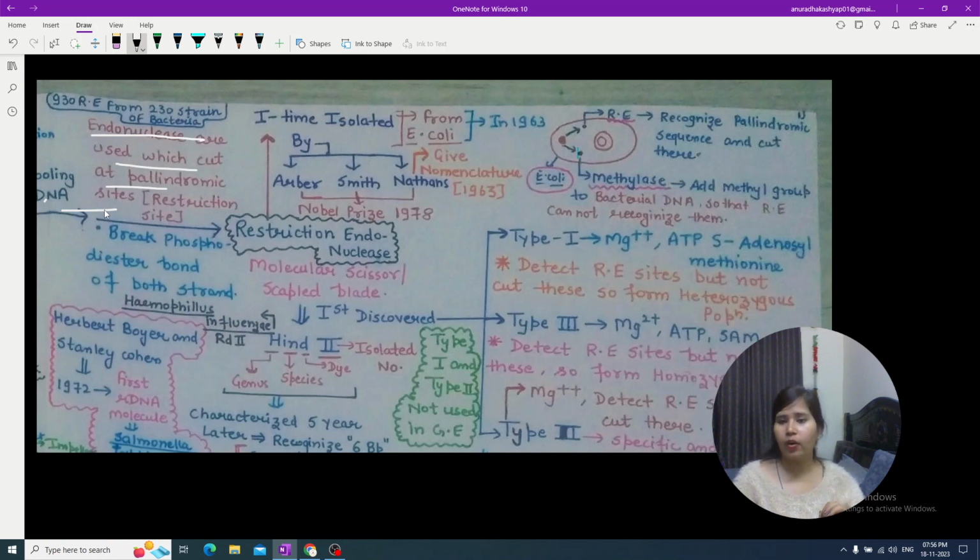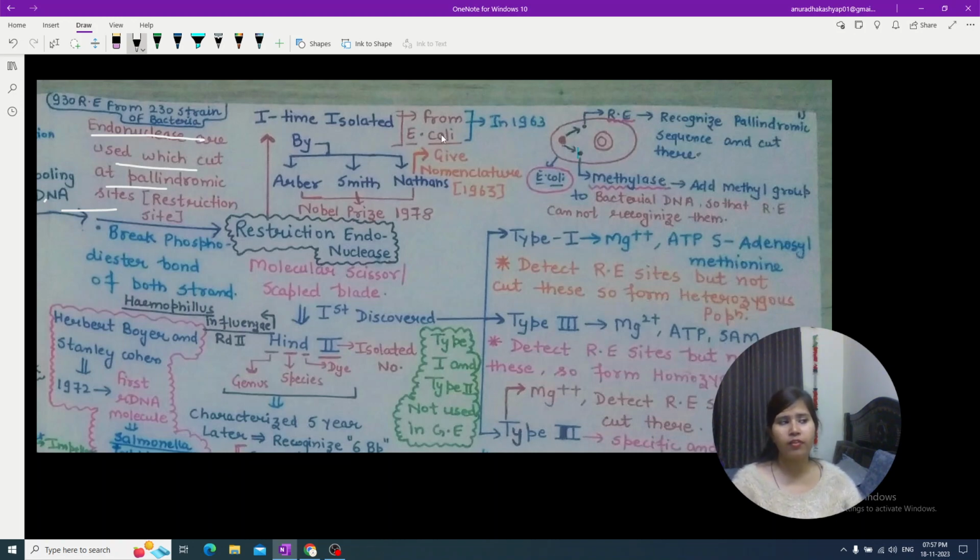So these are known as palindromic sequences, and the recognition sequences inside a DNA which are scanned by restriction endonuclease are palindromic sequences, which read the same on both sides. 930 restriction endonucleases from 230 strains of bacteria have been discovered till now. They were first isolated by Arber, Smith and Nathans, who were awarded the Nobel Prize in 1978. Smith also gave them nomenclature in 1963.